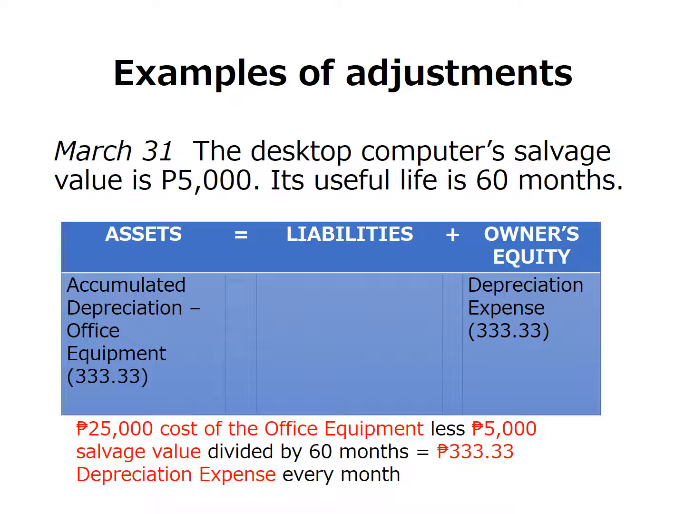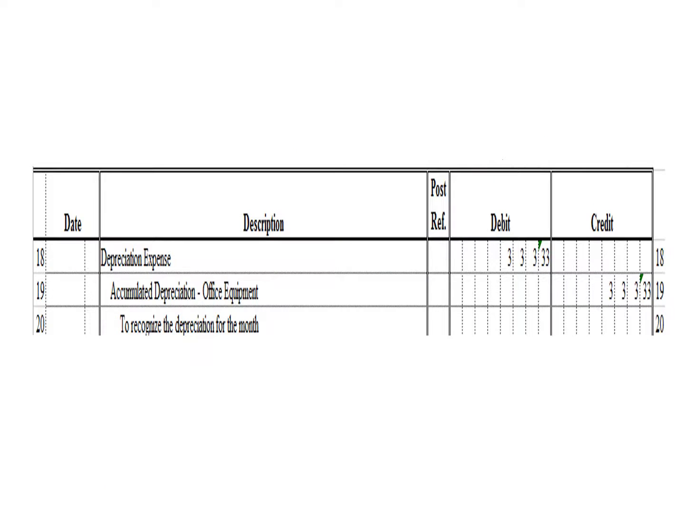Let us journalize this transaction. To journalize the transaction, we debit depreciation expense 333 pesos and 33 centavos because depreciation expense increased. We credit accumulated depreciation of office equipment for 333 pesos and 33 centavos because accumulated depreciation of office equipment increased. Description: to recognize the depreciation for the month. Let us post the debit entry.